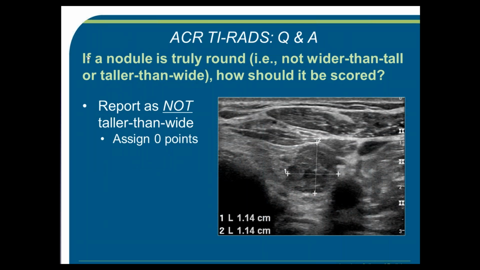Next question. If a nodule is truly round, in other words, not wider than tall and not taller than wide, how should it be scored? And the simple answer is it should be reported as not taller than wide, and it should be assigned 4 points. So a nodule like this, where the AP and transverse diameter are identical, this would be reported as not taller than wide.